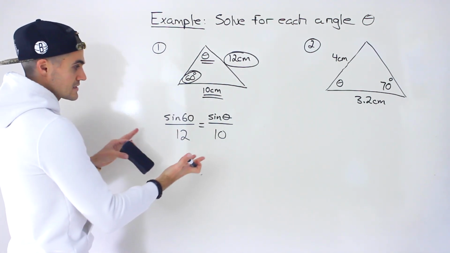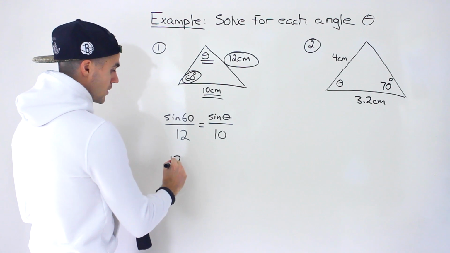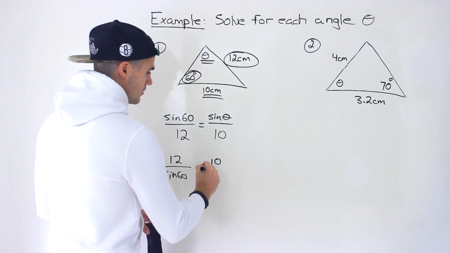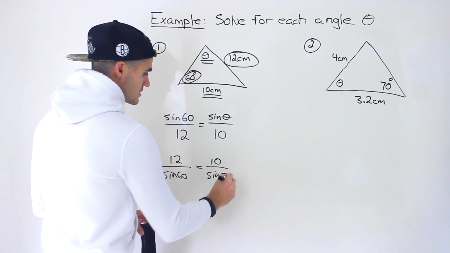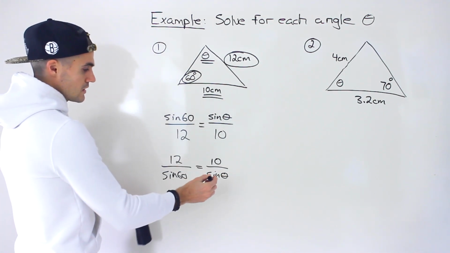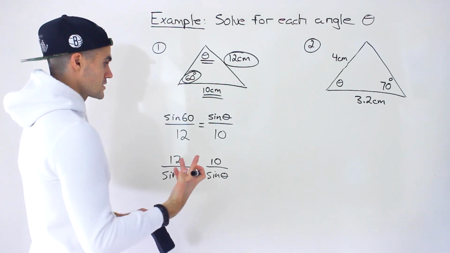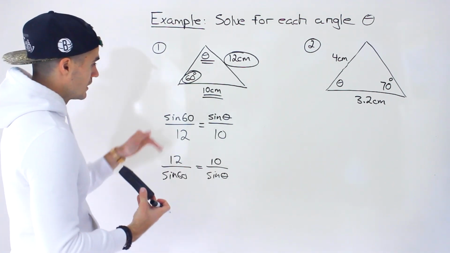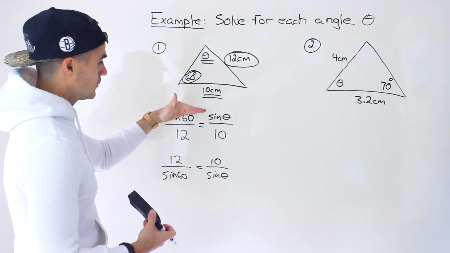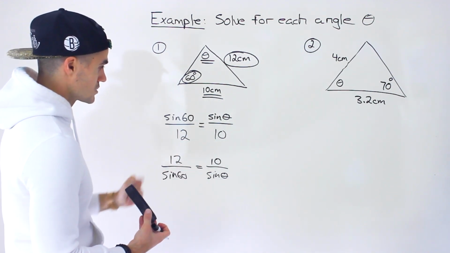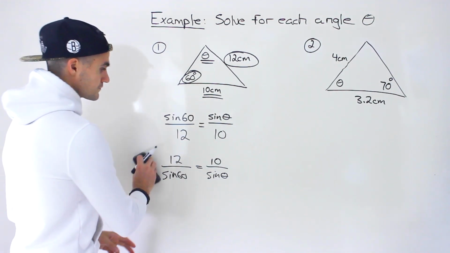Another way you could set this up is to flip these: 12 over sine 60 is equal to 10 over sine theta. No matter which way you do it, after we cross multiply and solve for theta, you would get the same solution. Personally, I usually put the angles in the numerators and the lengths in the denominators, but you could also flip it if you want.